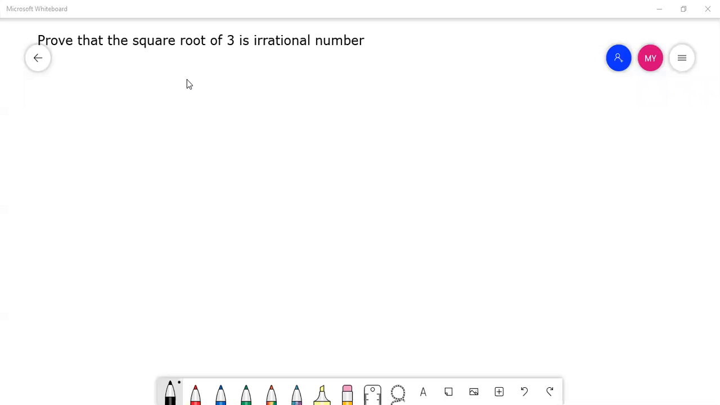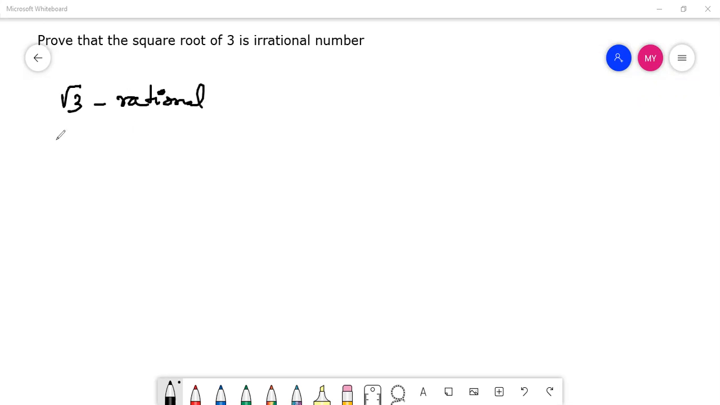Hello everyone. Now we will see the problem: prove that the square root of 3 is an irrational number. So here we have to prove that square root of 3 is an irrational number. For that we will take the opposite way. Let us assume square root of 3 is a rational number.